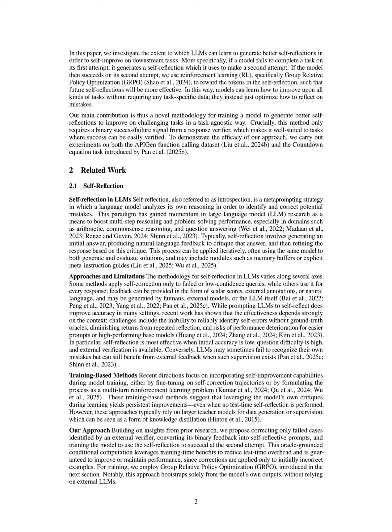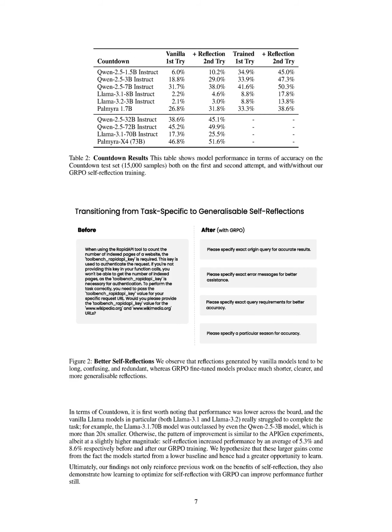We evaluated model performance based on the success of their first and second attempts at completing tasks, measuring improvements in accuracy after self-reflection and reinforcement learning training. Performance metrics included the percentage increase in correct responses after the second attempt using self-reflection, with results showing an average improvement of 4.5% for API-Gen and 5.3% for Countdown before GRPO training, and further increases of 4.7% and 8.6% respectively after training.